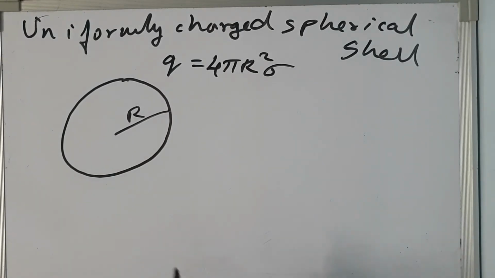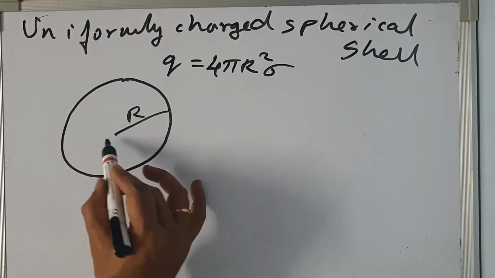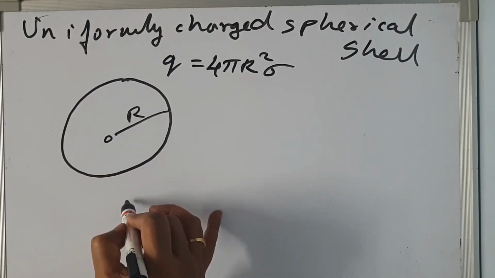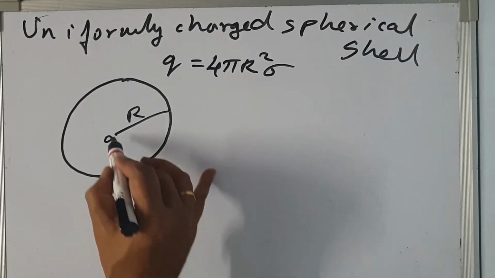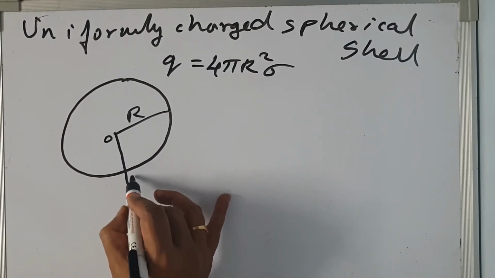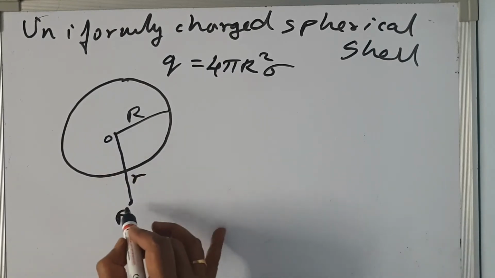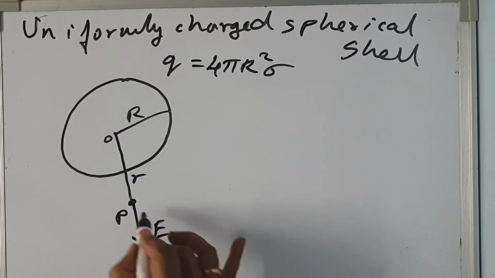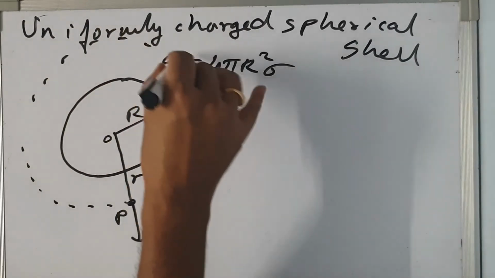Okay. Now we want to find the intensity of electric field in three different regions. One, outside the sphere. Let us take a point P here, which is at a distance, let us say, small r from the center. We want to find the intensity of electric field here, E. We're going to derive it using Gauss's law. Imagine a Gaussian surface of radius small r.